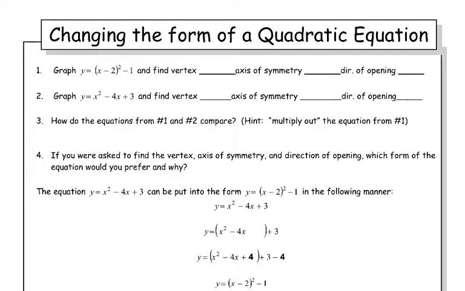So we're going to talk about quadratics. And if we look at a quadratic equation like this, we can pretty quickly tell that the vertex is (2, 1), the axis of symmetry is x equals 2, and this graph opens up.